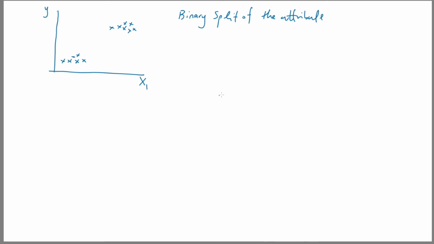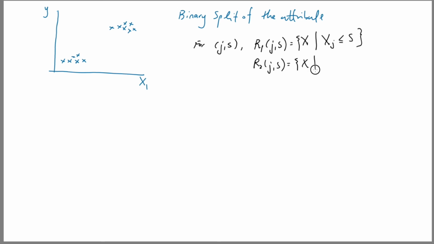There are many ways to do this, but one way is to define, for any combination j, s, the two regions R1(j,s) and R2(j,s). It's the set of points such that xj is less than or equal to s, and xj is greater than s. In other words, I have my data points, my sample, and I want to split them into two regions, R1(j,s), R2(j,s). s is the actual split point, the location where the split is going to happen. The points with xj less than or equal to s are all points in my data set below this particular point, and otherwise these are the points greater than the split point s.